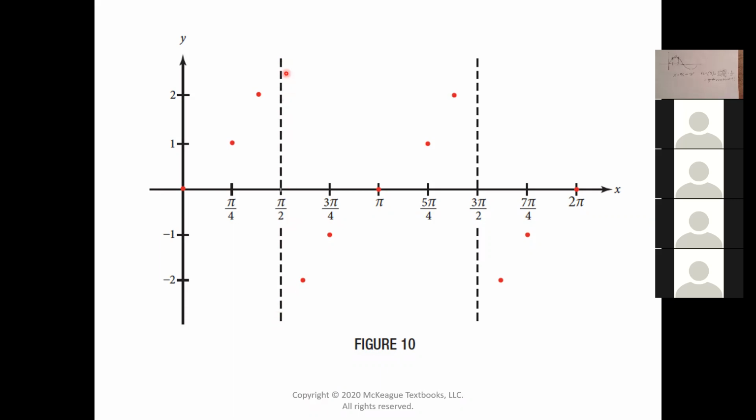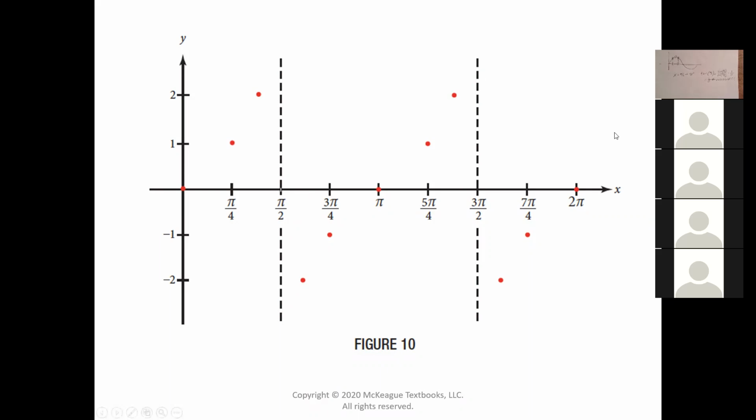Or we say the tangent x function is asymptotic with respect to these vertical dashed lines, in the sense that the graph will never touch these vertical dashed lines, but will infinitesimally get closer and closer and closer to these dashed lines, but will never, ever touch them or cross them.